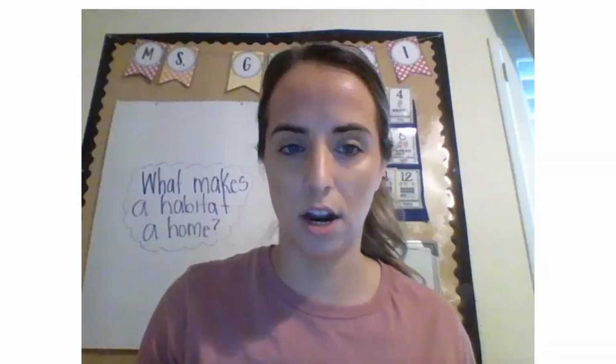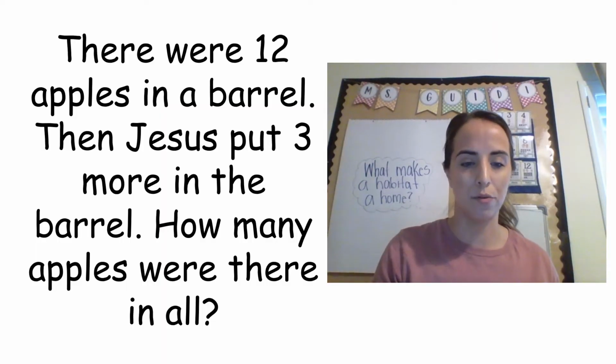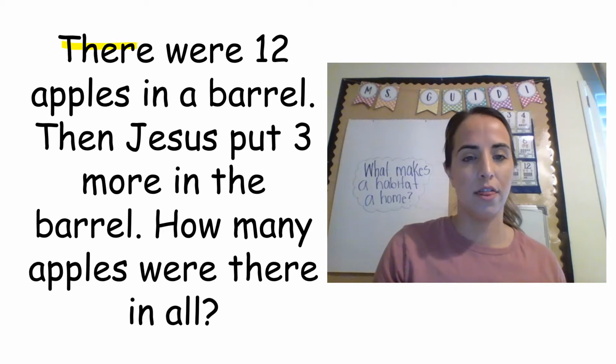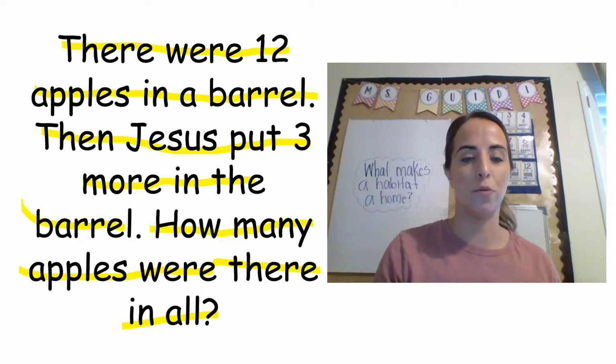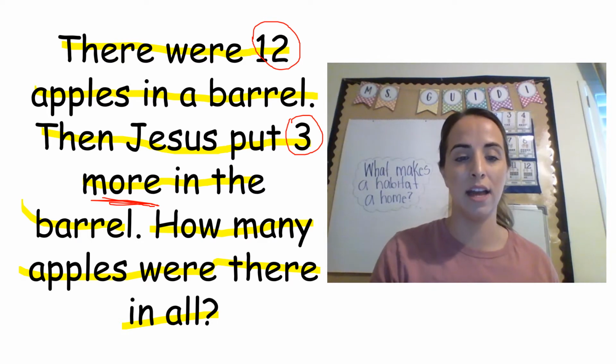All right, let's go to our first problem. Here we go. I will highlight as I read. There were 12 apples in a barrel. Then Jesus put 3 more in the barrel. How many apples were there in all? So let me circle my numbers. 12 and 3, and then I'm going to underline more because this is telling me I am adding, and in all is also telling me that I am adding.